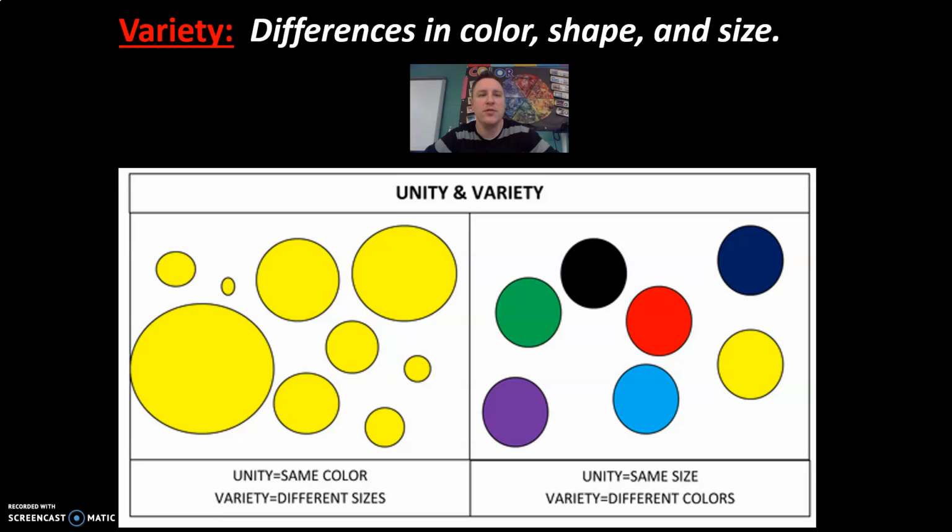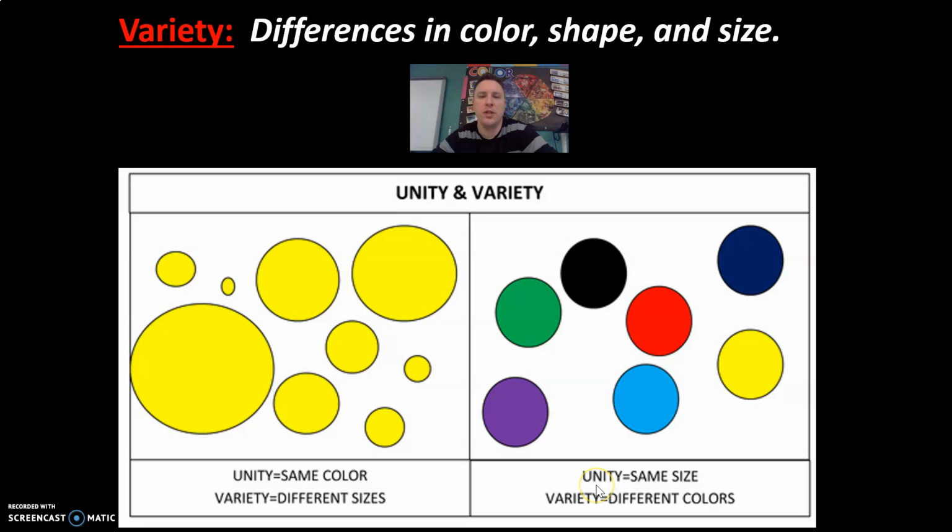Your first question is, what is variety? And variety is differences in color, shape, and size. The key word is the word different. So as these images below show, the variety in this picture on the right is the different colors.